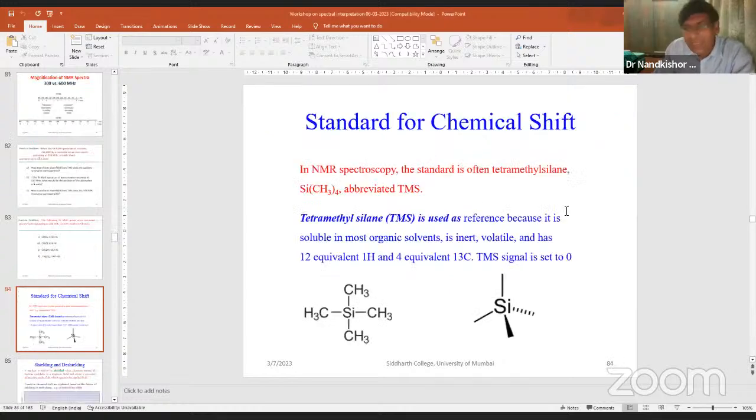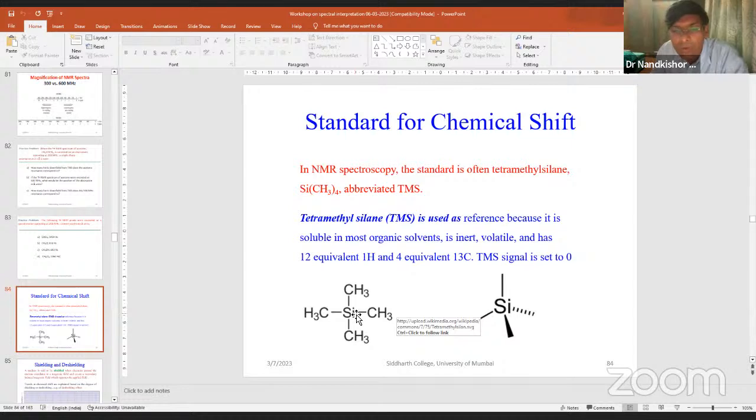Now, what is TMS? TMS is the standard used in proton or carbon NMR spectroscopy. What is the beauty of this TMS? TMS has 12 protons which are in exactly the same environment. It is soluble in almost all organic solvents. It shows a sharp singlet at the extreme end of the NMR spectrum, which is the right side.